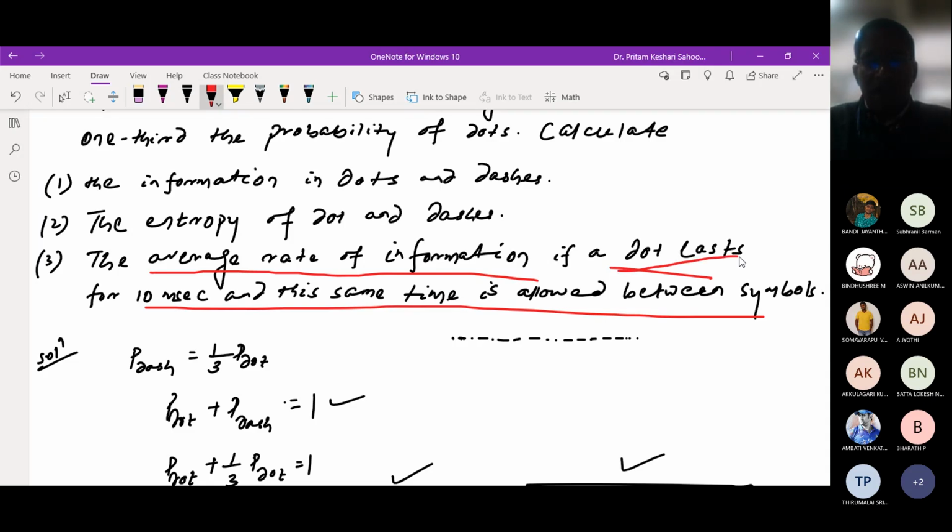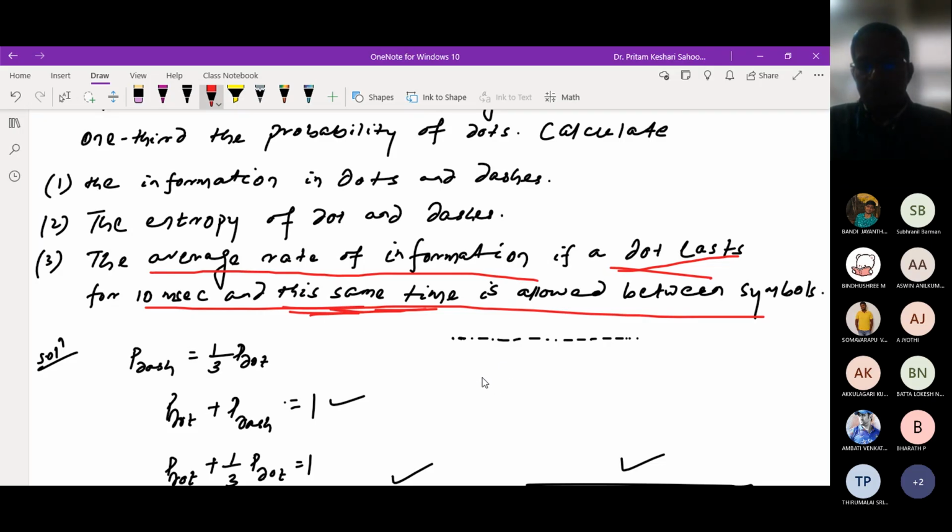So the condition is, if a dot lasts for 10 milliseconds and this same time is allowed between symbols. That means there is a gap between two different symbols. How much gap is there? It is given: this same time is allowed between symbols. Same time means 10 milliseconds. So one dot lasts 10 milliseconds, and the gap between symbols is also 10 milliseconds.